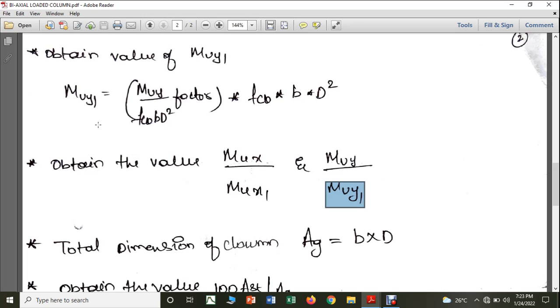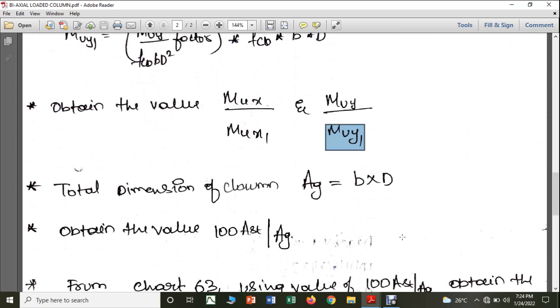So once this is done, we have already assumed the longer dimension of the column and the shorter dimension of the column. Since we have already assumed them, let us call that the gross area of the concrete, which we call AG, which is equal to the longer dimension into the shorter dimension.